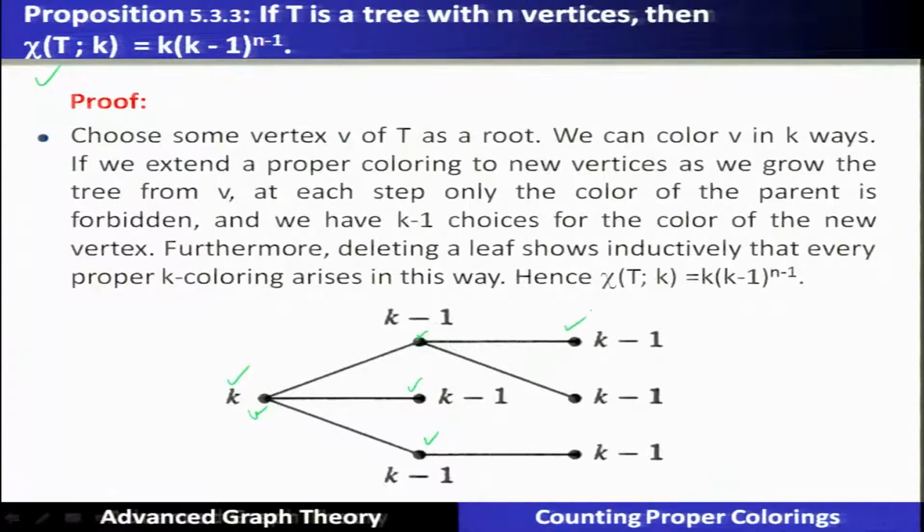Now, when we go to the next level, here also we cannot use this color, so the remaining is k minus 1, k minus 1. So if a tree with n nodes is given, the first node we can color in k different ways. Having used one of these colors at the root, the next level can be colored with k minus 1, and so on for the remaining nodes. So this will be the total number of ways we can color a tree of n nodes with k different colors. Let us take an example.